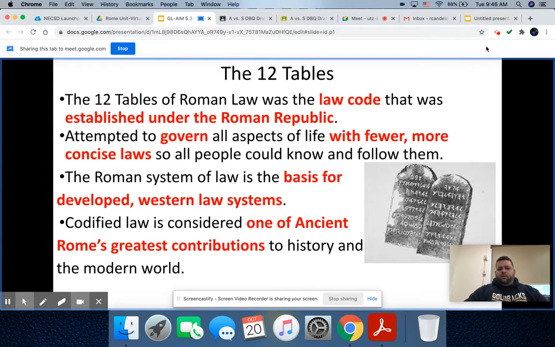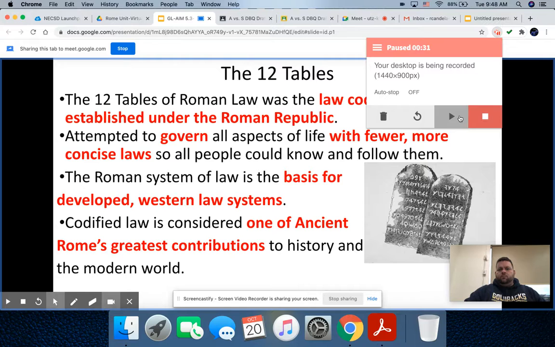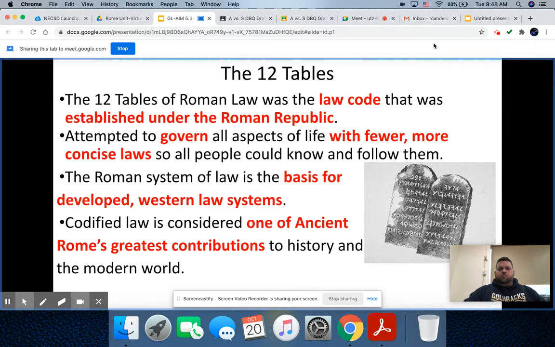I will give you a second and then we will go over it. Okay, a lot of the stuff on this slide is stuff that we just talked about in the intro, but some of the highlights are: this is the law code established under the Roman Republic. The idea is to govern life with fewer, more concise laws.